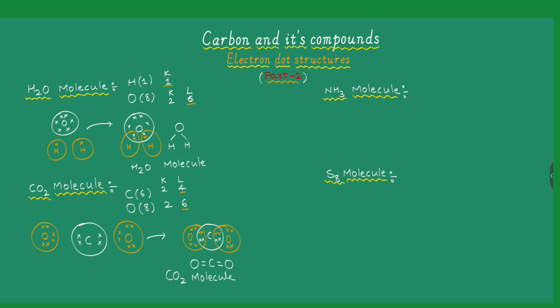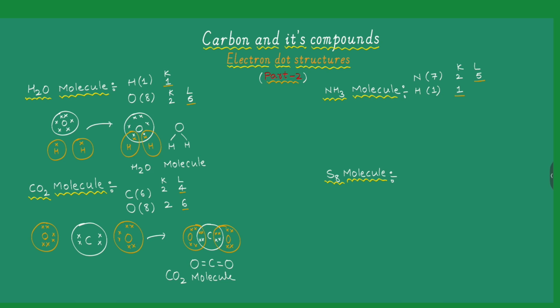Now let us see how the ammonia molecule will be formed. Here also we have two different types of atoms, one is nitrogen and the other is hydrogen. Nitrogen atomic number is 7 and hydrogen atomic number is 1. The electronic configuration of nitrogen is 2 and 5. Hydrogen has only 1 electron in the K shell. So the number of valence electrons of nitrogen is 5 and of hydrogen is 1.